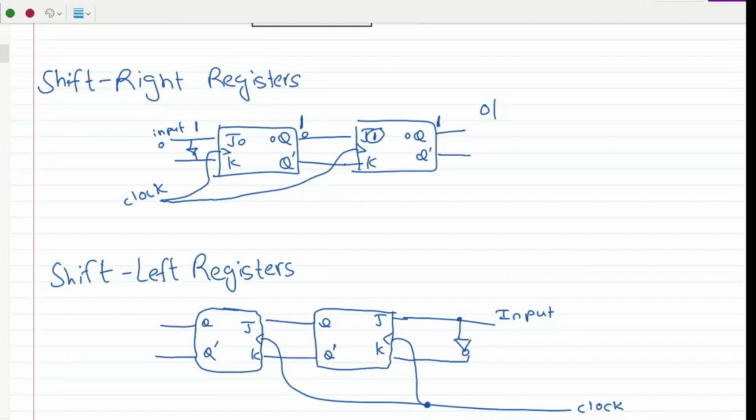And essentially what happens is that the input is provided from the right hand side, which means that the bits will now be shifted towards the left. There is no fundamental difference in their structure.